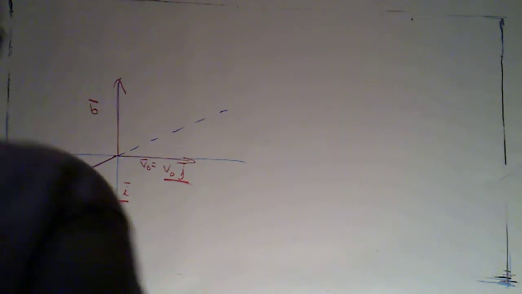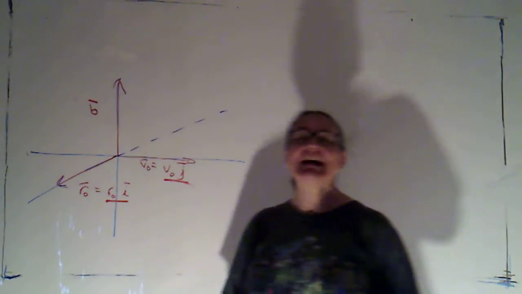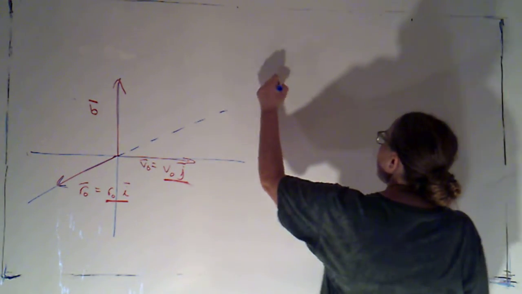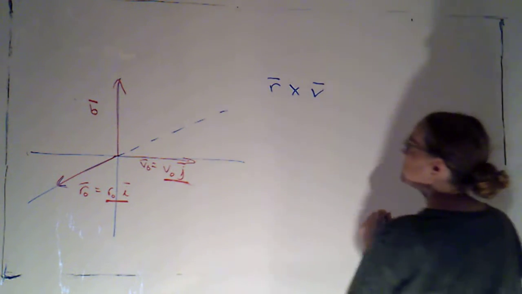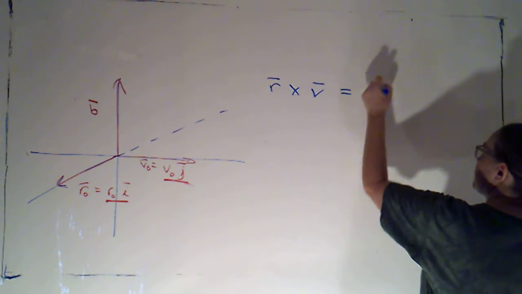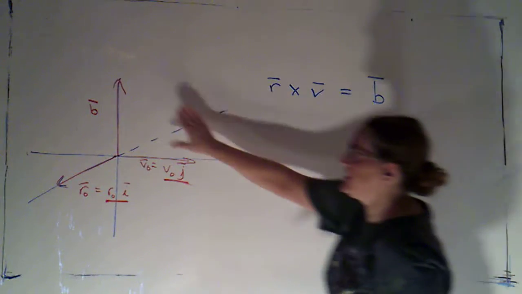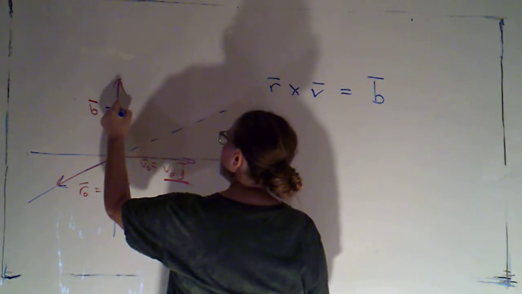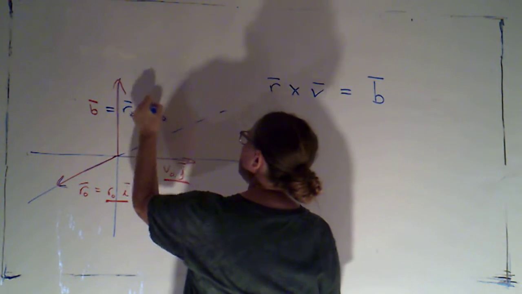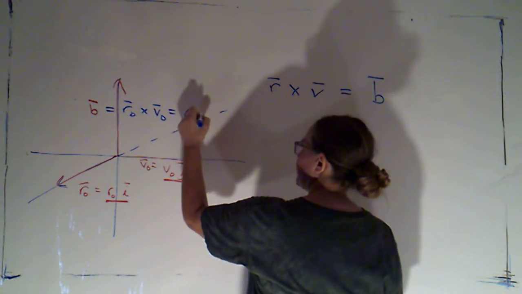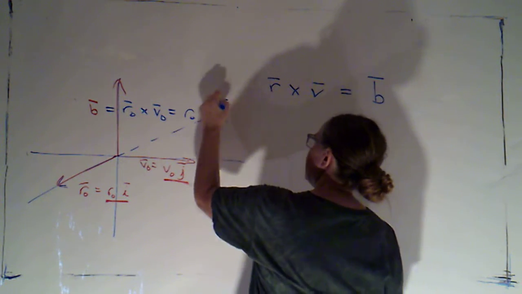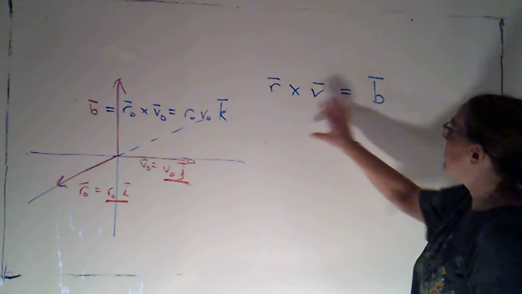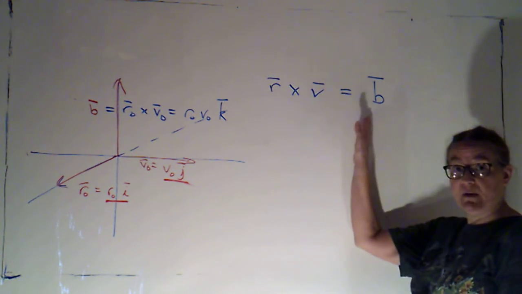In this video, we're going to try to show that the path of the planet is going to lie in some plane. And we're going to do that by showing that r crossed with v is constant, so that it's always going to be this vector b. Remember, we defined in the last video that b was r naught crossed with v naught, which made it the initial distance times the initial speed times k. It was pointing straight up. We're going to show that that's what we always get at any moment in time.